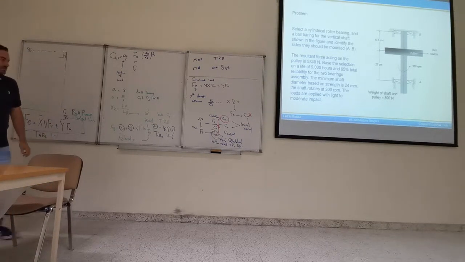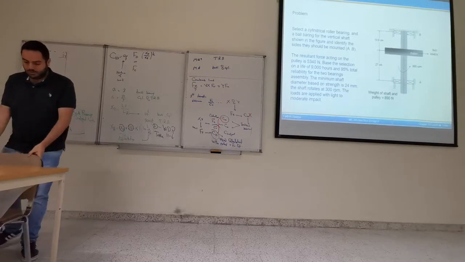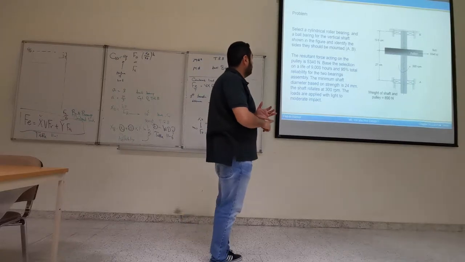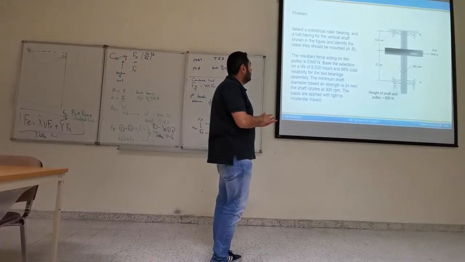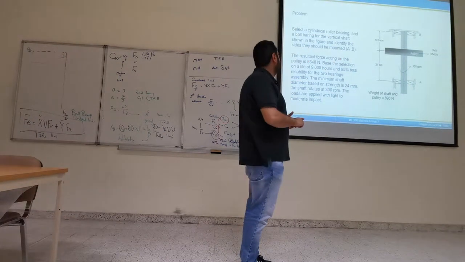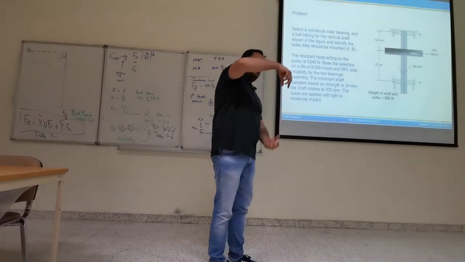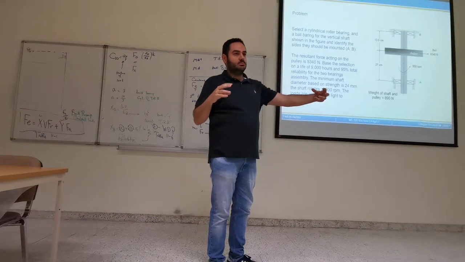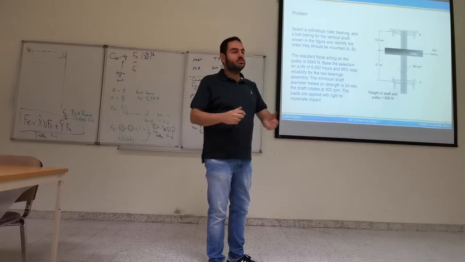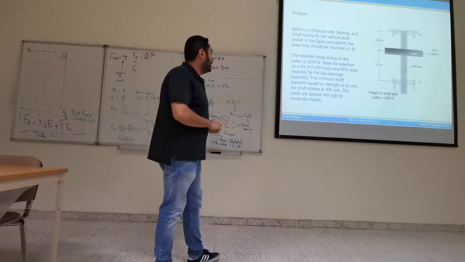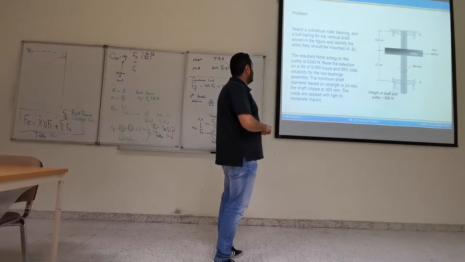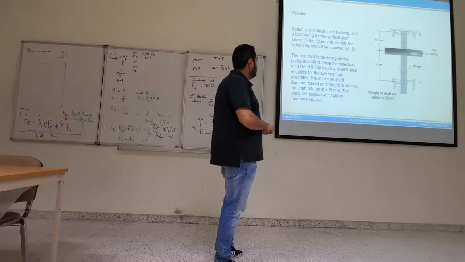I think I'll give you 3 minutes actually. Fine, so let's read the statement together. Select a cylindrical roller bearing and a ball bearing for the vertical shaft. So the shaft is mounted vertically. So it is different when you mount vertically than horizontally, because the direction of weight, the direction of gravity forces, is different. Shown in the figure, and identify the sides they should be mounted.